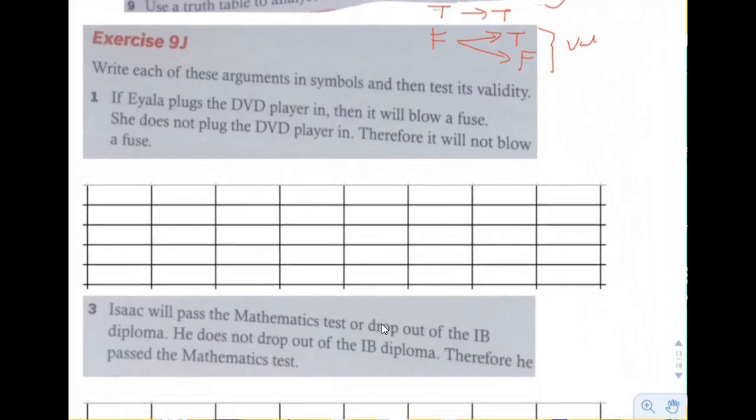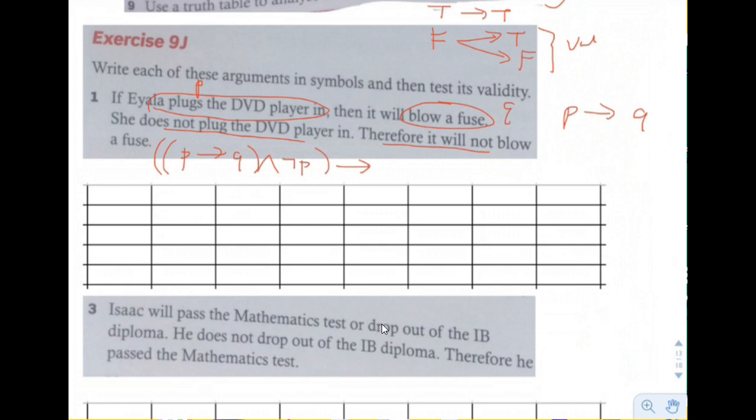9J. Write each of these arguments in symbols and then test its validity. So let's see. If Ayla plugs the DVD player in, it will blow a fuse. Okay. So we'll say that plugs the DVD player in is P, and will blow a fuse is Q. Okay. So if P, then Q. If she does not plug the DVD player in, therefore it will not blow a fuse. So the way you'd write that is first the fact that P implies Q. Plugs the DVD in, it'll blow a fuse. Then you're going to AND it with the fact that she did not plug the DVD player in, so it's not P. Then it says that leads to the fact that it will not blow a fuse.